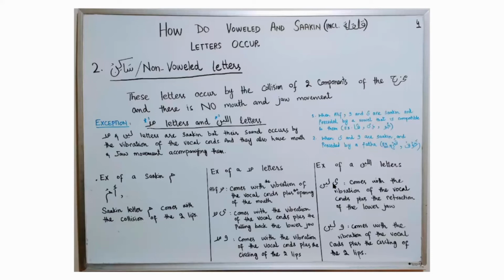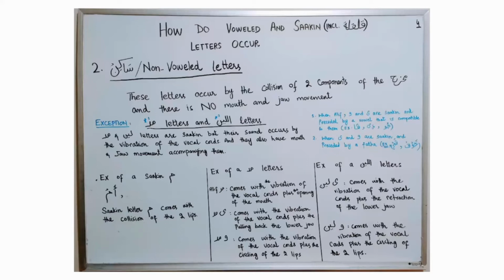In case of ya leen, although ya leen is sakin, it comes with the vibration of the vocal cords plus the retraction of the lower jaw. I. In case of waw leen, ow. It comes with the vibration of vocal cords plus the circling of the two lips.